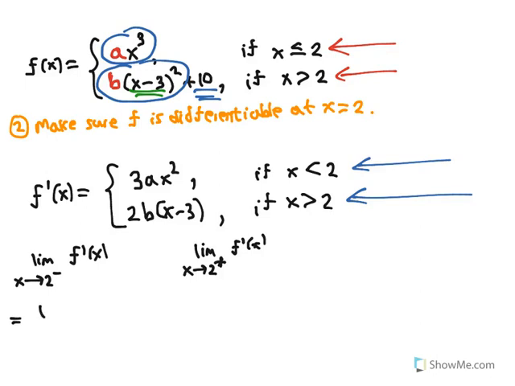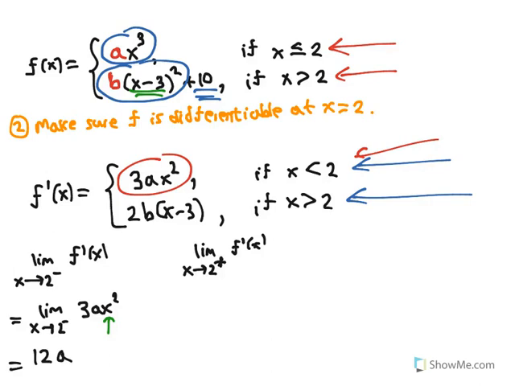So for the left-sided limit of the derivative, we write the limit of, if x is approaching 2 from the left, then this would be the derivative of the function f. So we have 3ax squared, and we take the limit of that as x is approaching 2 from the left. Again, you evaluate this limit by using direct substitution. Substitute 2 in place of x. 2 squared is 4. 3 times 4 is 12, so you get 12a.